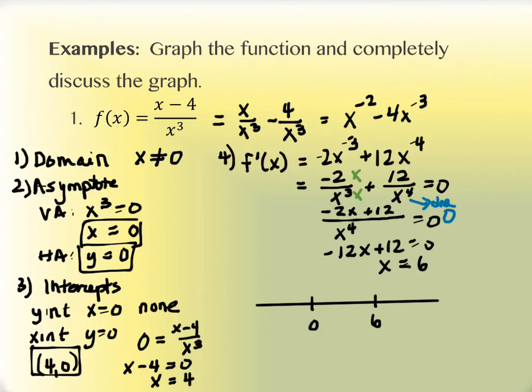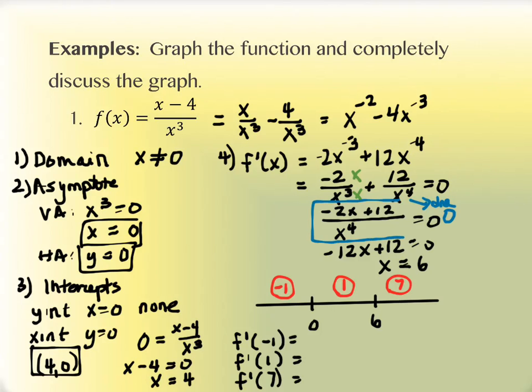So what values would you like to test? -1, 1, 7. Where do we test these numbers? Into the first derivative. So we're going to plug these into the first derivative. So f prime of -1, f prime of 1, and f prime of 7. You can plug them into any version of the derivative that you'd like. The version of the derivative that's probably the cleanest is this one right here. But any of them will be okay. We could probably plug them into that one without worrying too much.